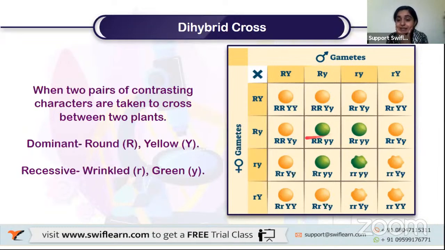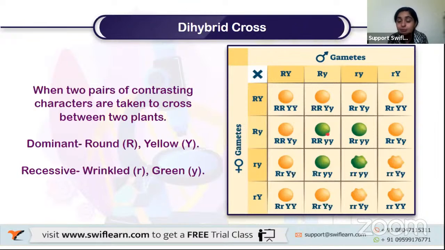Let's move on to the second row. So over here, if I look at the first condition, there is a round R, that is a dominant trait. y for green, that is a recessive trait. But here, if you see on the top of the column, R is for round and Y is for yellow, and R and Y both are capital, that means both are dominant traits. So hence the progeny or the product is going to be round and it's going to be yellow.